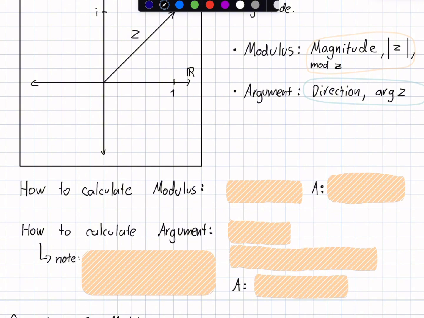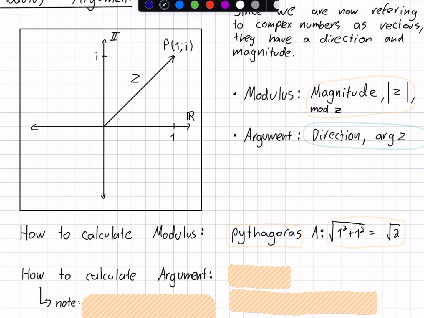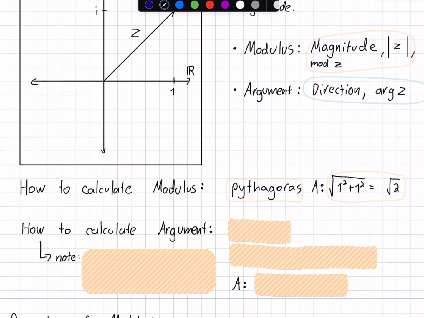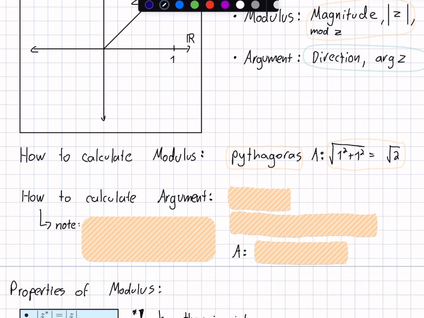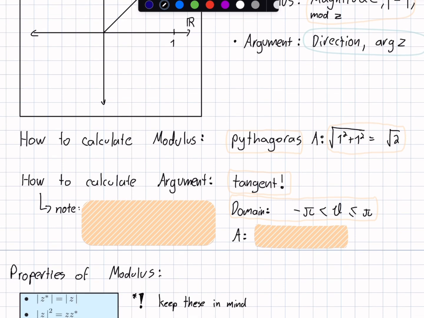Now, how do you calculate the modulus? How do you calculate the hypotenuse of a right-angled triangle? Pretty simple: Pythagoras. So for our complex number here, we will have a modulus of square root of 2. How do you calculate the argument? Again, if we use trigonometry or the tangent with this specific domain, we will get pi over 4.